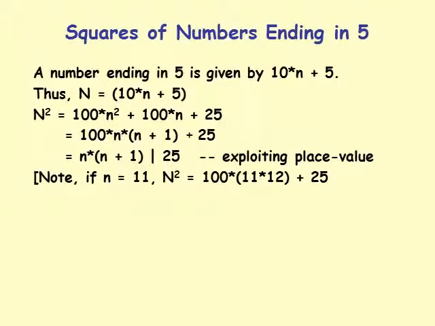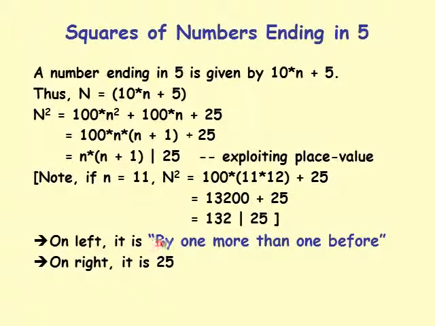Note, if n is 11, then n squared is 100 times 11 times 12. If we are trying to do the square of 115, that is plus 25, and that is 13200 plus 25, which is 13225. That means 115 squared is 13225.